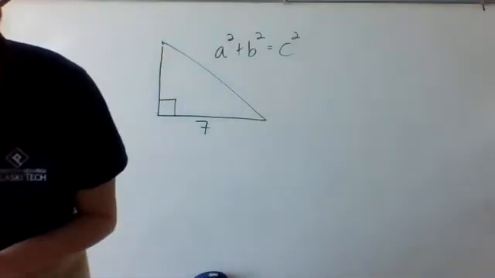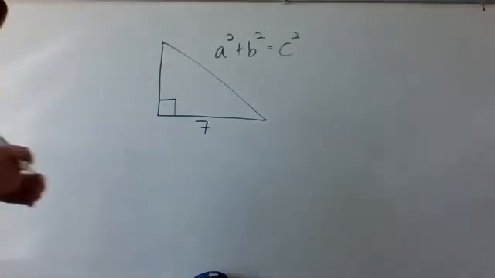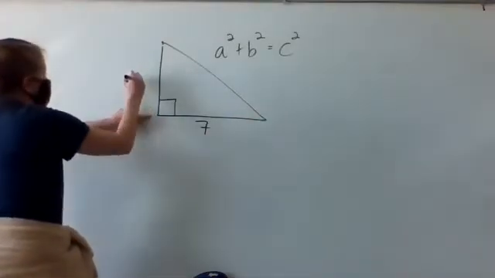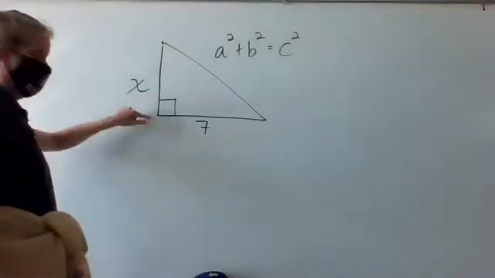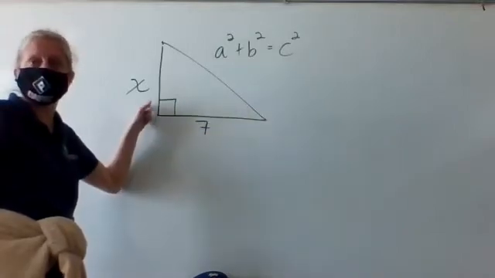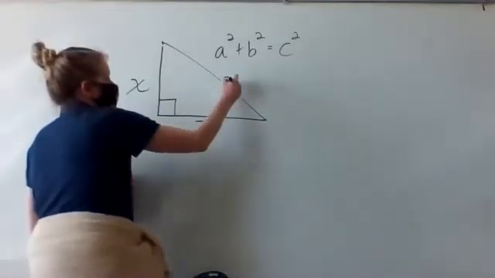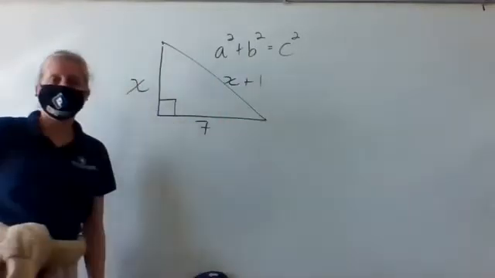Okay, so which one's the short? The height that the ladder reaches on the wall and the length of the ladder. So this side is your x, which means if this is the next number after this, the consecutive integer, it's just going to be x and add 1 to it.